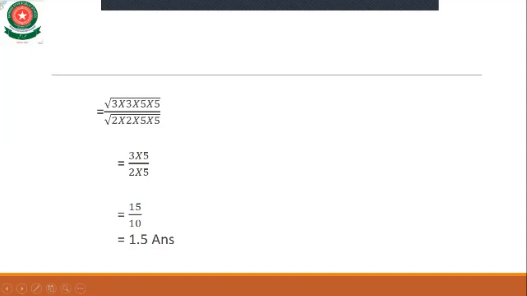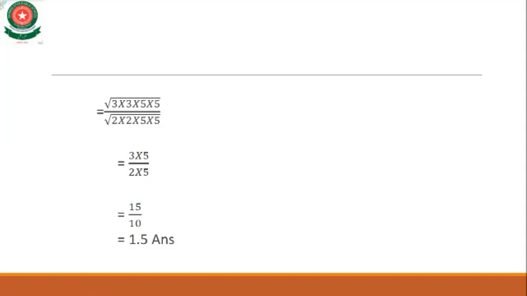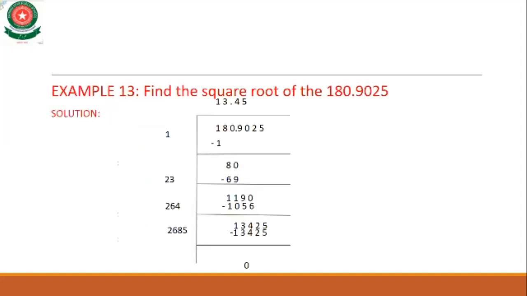This is how we find the square root of a decimal number by using the prime factorization method. Next, we find the square root of a decimal by using the division method.